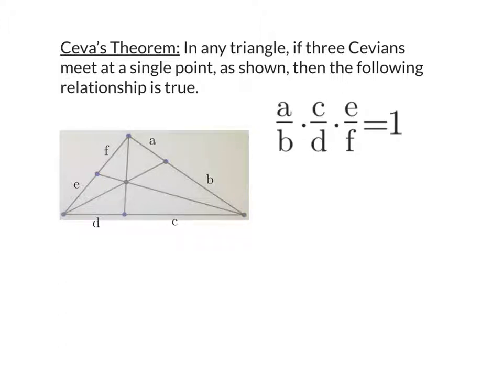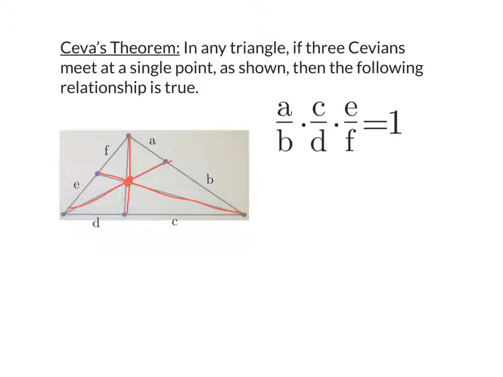A Cevian is any line segment in a triangle that connects a vertex to its opposite side. So here we have three Cevians, one that goes from vertex to opposite side, vertex to opposite side, and vertex to opposite side. If all three of them meet at a single point, that's when this relationship is going to hold true. Now, you can look online and see this expressed in a lot of different ways.